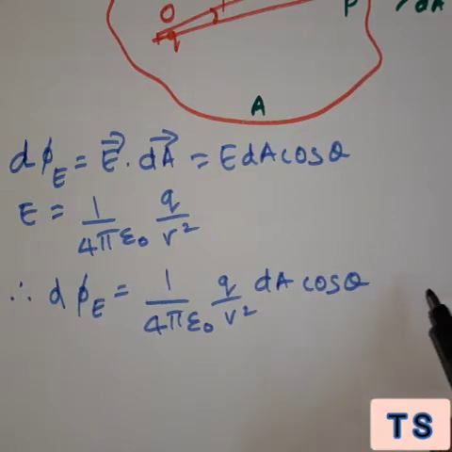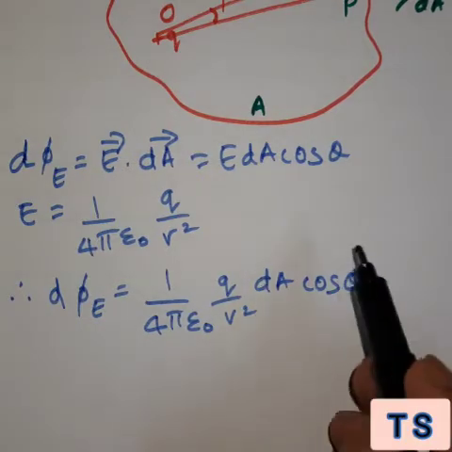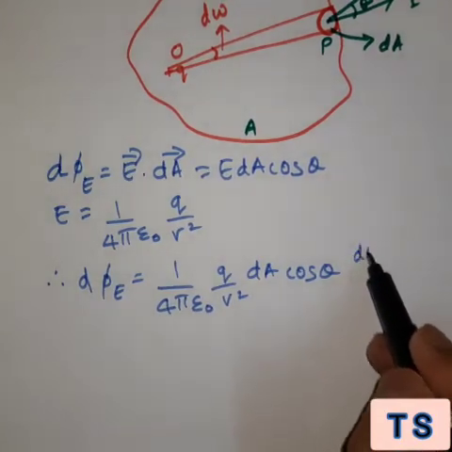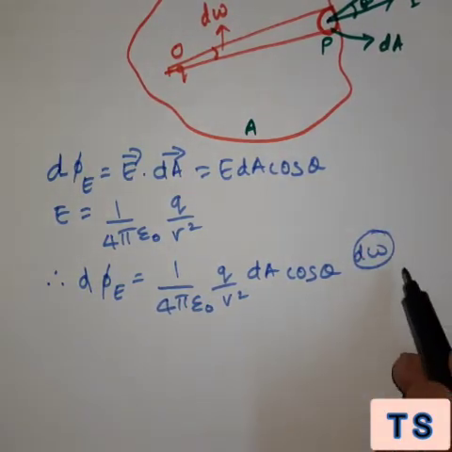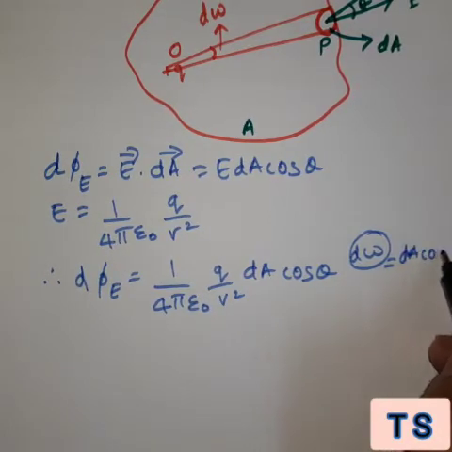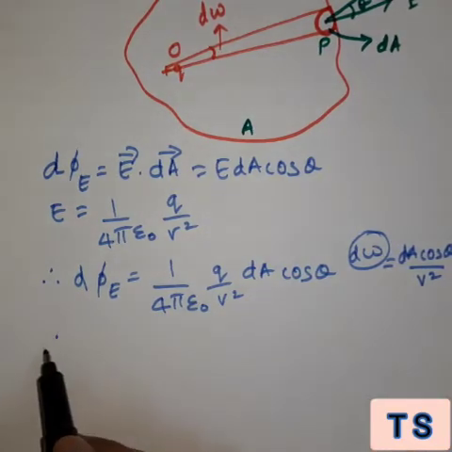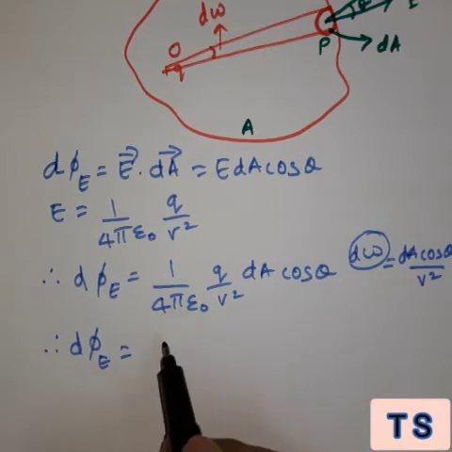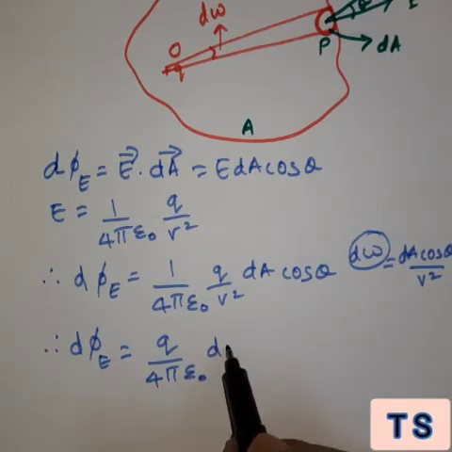But this is something you learn at a higher standard in math, that there is something called a solid angle. So my solid angle here is d omega. The value of this d omega for a solid angle is dA cos theta upon R square. If I substitute that value over here, I get d phi E equals, substituting dA cos theta by R square as d omega, Q upon 4 pi epsilon naught d omega.